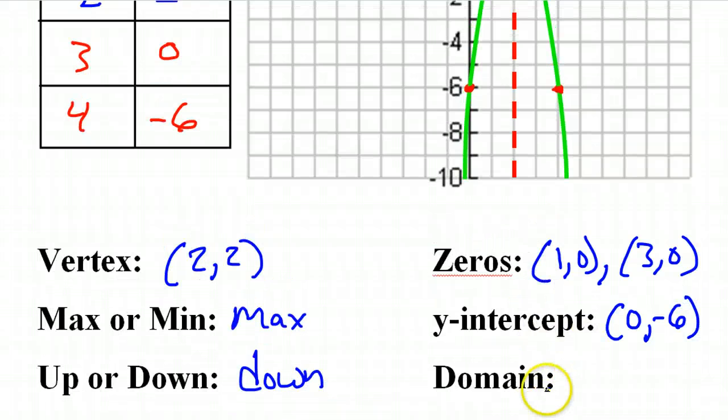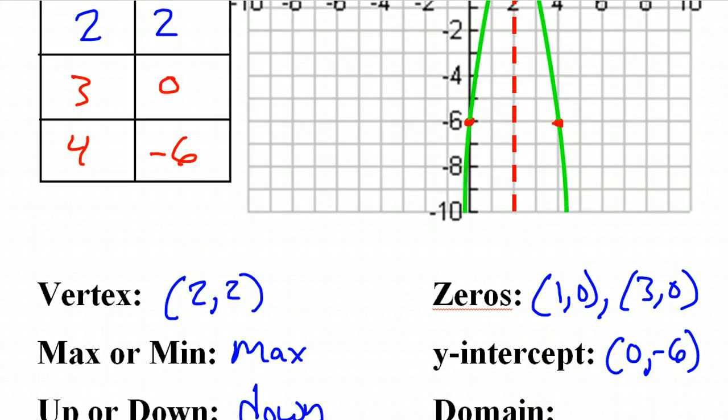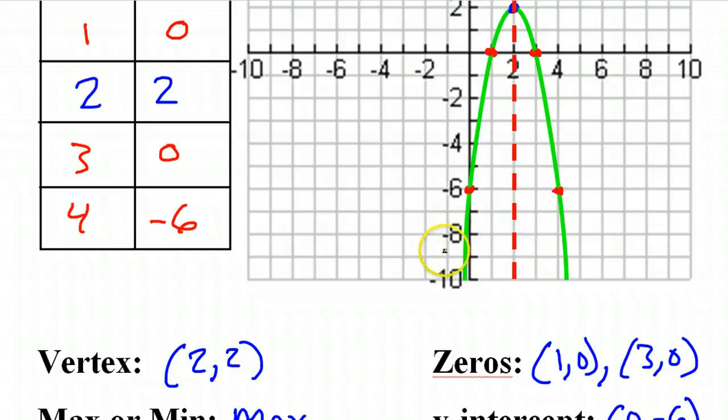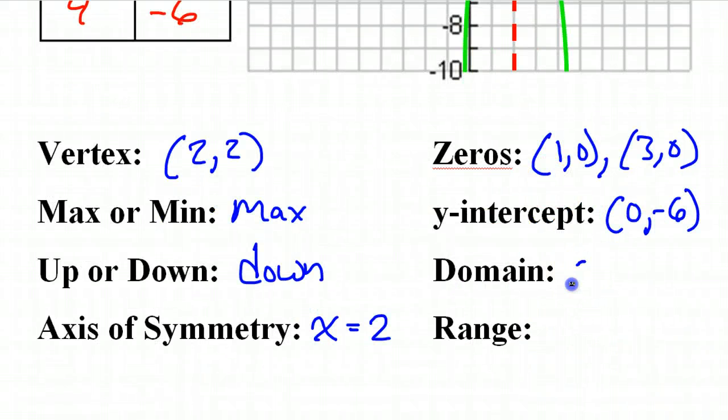The domain is the x values. So it's how far to the left and to the right the graph goes. Well, this parabola goes left forever and right forever. So that's -infinity to +infinity.